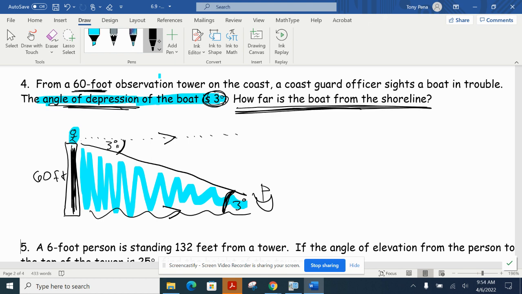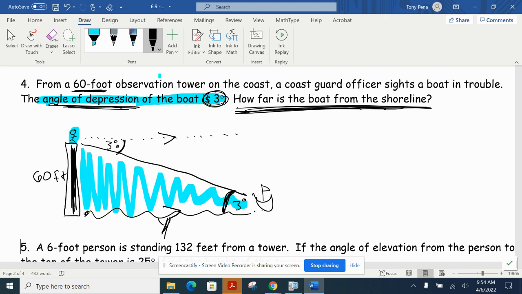So again, let me assign a couple of variables. We're missing this side of the triangle. We'll call that one X. We're missing this side of the triangle. We'll call that Y. If we are looking for how far the boat is from the shoreline, what are we solving for, the X or the Y? Nick or Tyler. Good. It is solving for the Y. Here's the shoreline where the tower would be. Here's our boat. So we are solving for that angle right there.